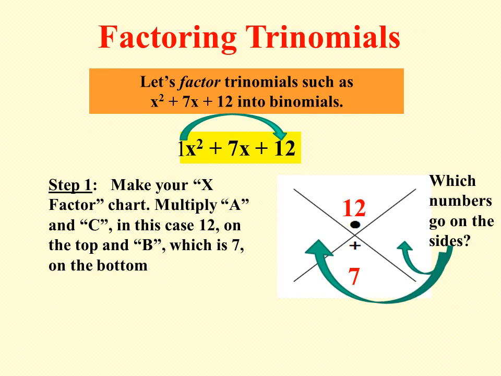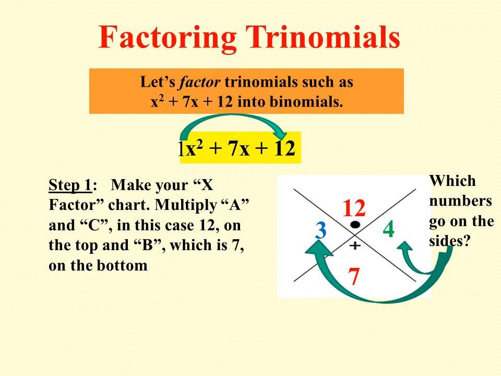Let's see. Well, if I think of all the different factors of 12 that can go in there, things that multiply to give me 12, like 6 times 2, for example. 6 times 2 equals 12, but 6 plus 2 is 8, so that wouldn't work. But 3 and 4. 3 times 4 equals 12. 3 plus 4 equals 7. So those are the two numbers that go in my x factor chart, both on the left and the right.